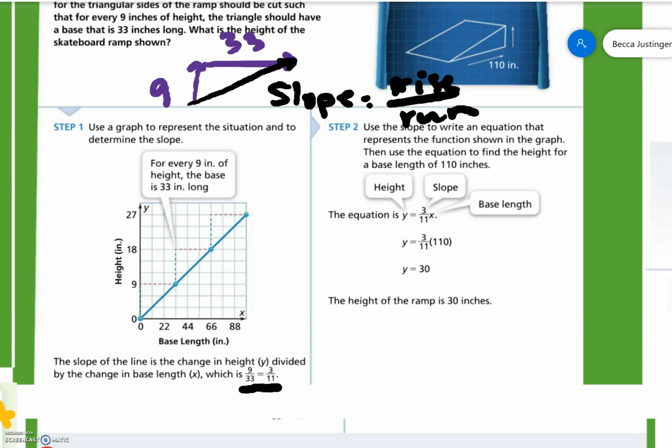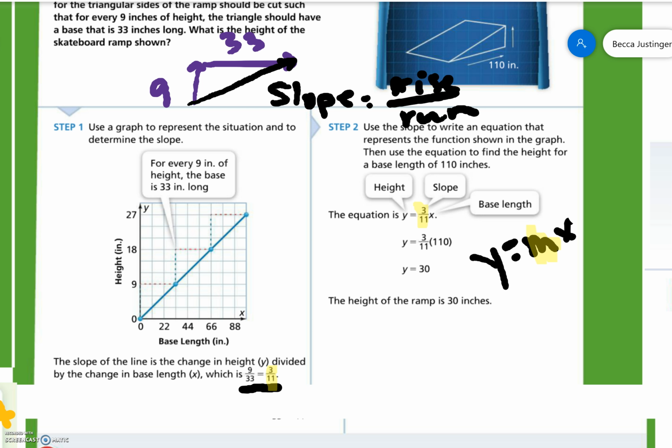Then use the slope to write an equation that represents the function shown in the graph. y equals mx plus b. We just found that our slope is 3 over 11. So instead of m, we're going to put 3 over 11. And we don't have a b, so I'm going to erase this. We don't have a b because if we don't go over 0, we don't go up any. So it's starting at 0.